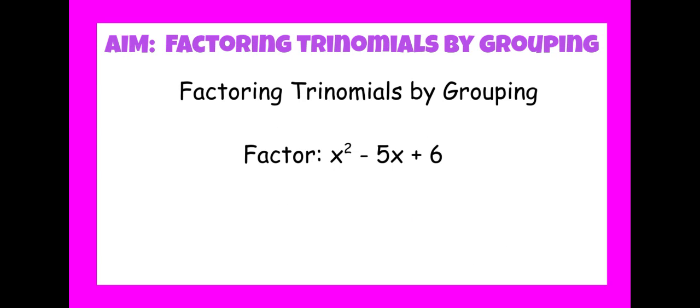So what they're saying here is we're going to factor trinomials by grouping, and we're going to factor the trinomial x squared minus 5x plus 6. So we're going to go through all the steps just to show you, and then you're going to use those steps when you're guiding yourself through the examples. It gets easier with practice, so the more you do, the better you're going to be. It's like multiplication tables and long division. You just have to practice it.